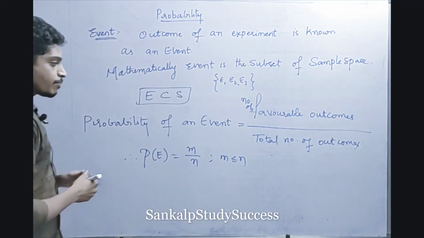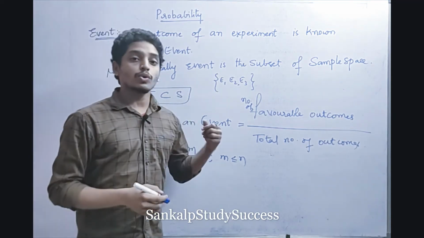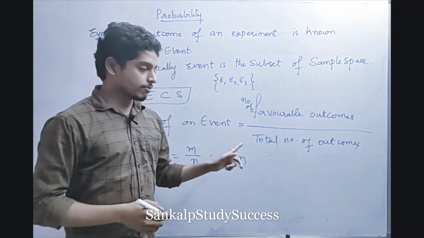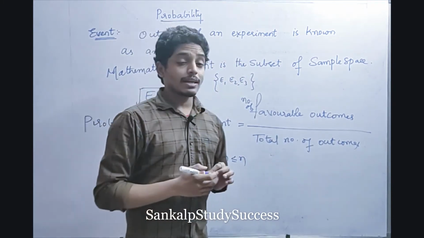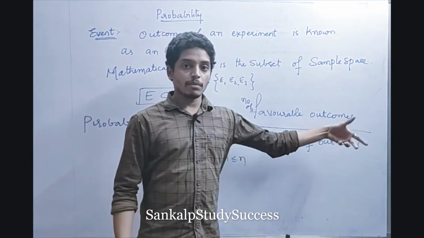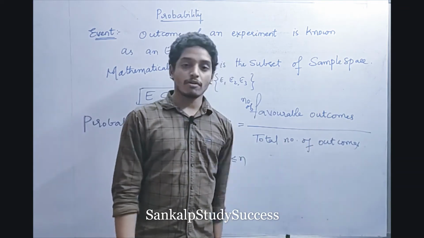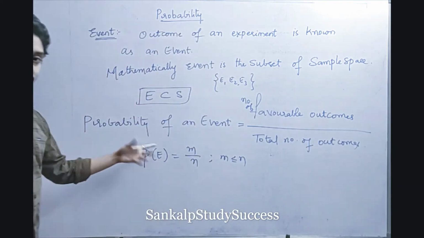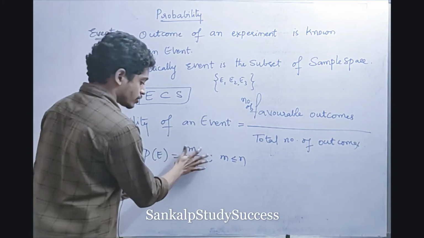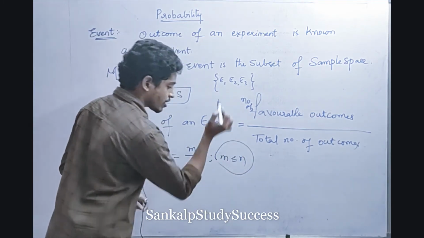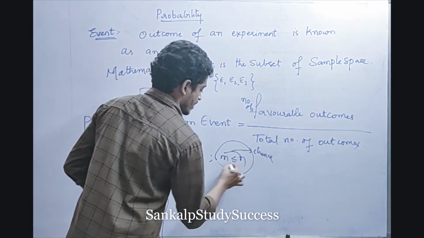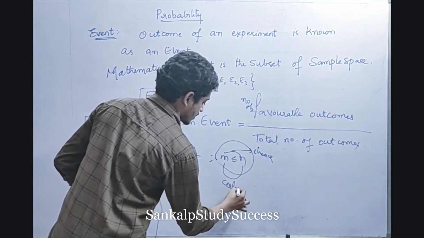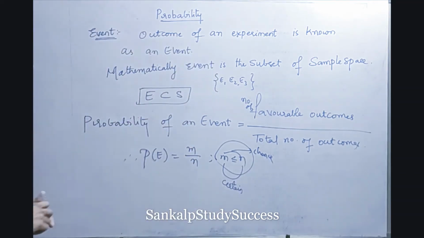Fine. Next one, what is the probability definition, friends? Probability is always told for an event. Probability of an event is equal to the number of favorable outcomes divided by the total number of outcomes. It is a ratio of the number of favorable outcomes to the total number of outcomes, right? Suppose P of E, the probability of an event, equals the ratio m by n. m is always less than or equal to n, friends. When m is less than n, it is called chance. When m is equal to n, it is called certain, sure. Okay, fine. So this is what probability is.